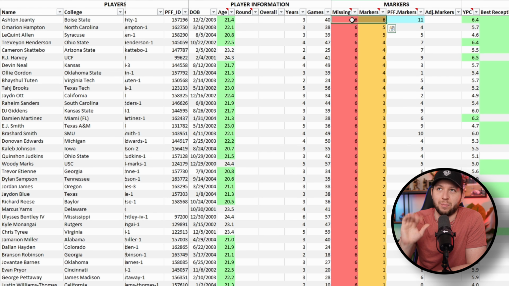So if he hits on the 5 combine athleticism ones, which I think he will, then he will be the 4th perfect prospect in my database.